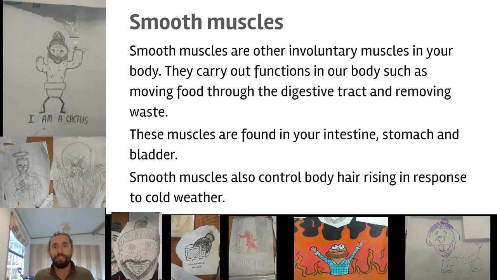Examples are in your intestine, stomach, and bladder, moving food and liquid around the body. It's happening. There's something doing it, but we're not in control of it.